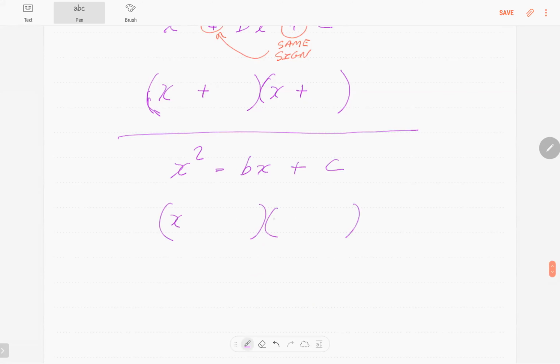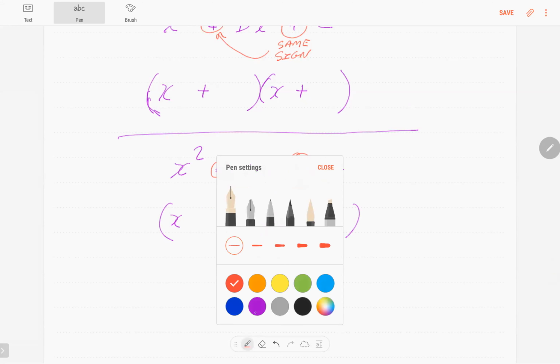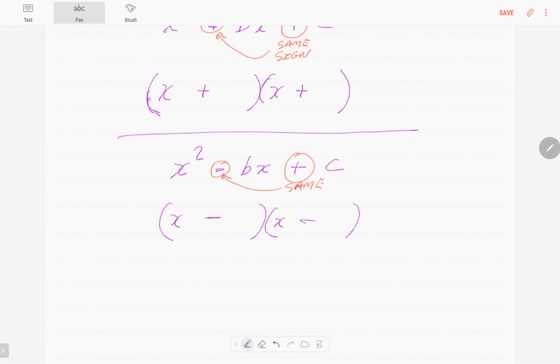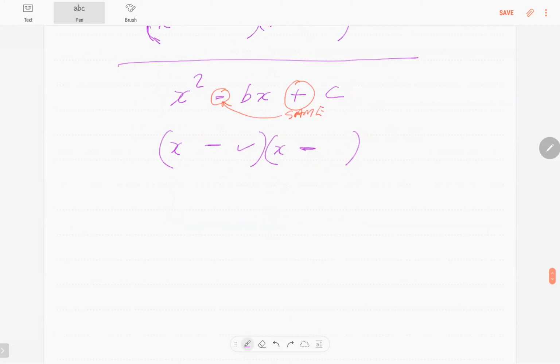I must have x and x here. This again means that the signs are the same and both of them are negative. So it means that inside the bracket I would have two negative signs. All right, two negative signs. And then this and this will be factors of c that add to the b. I'm going to use some numbers and show you this now, but just understand the same business first.